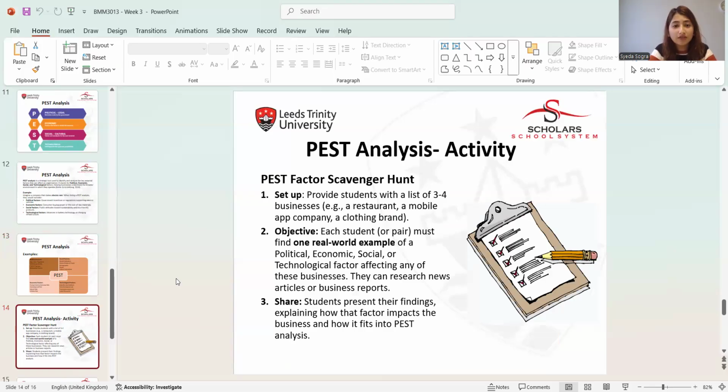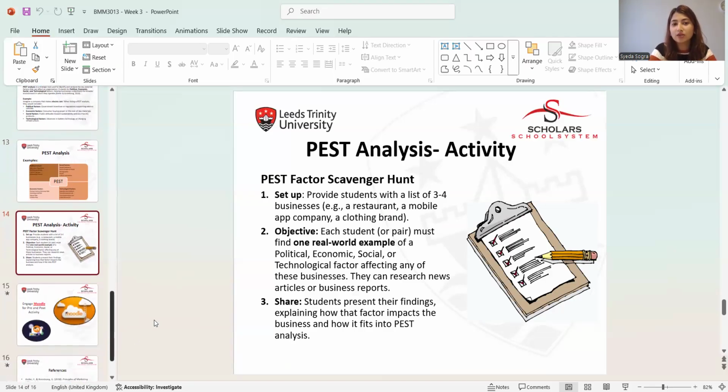Here we have a small activity that is designed for the students so they can understand better.